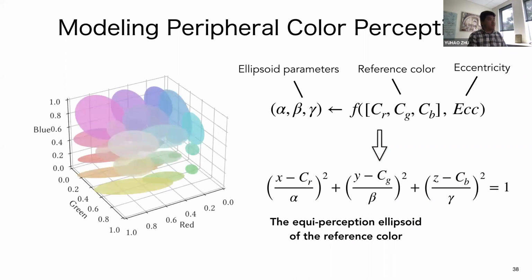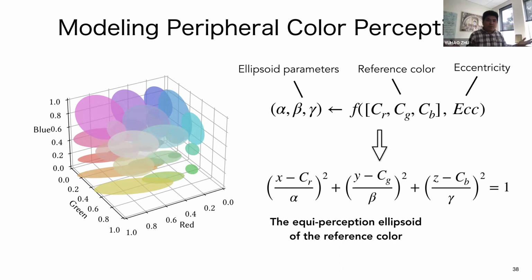Now, to visualize that in 3D, that's how it looks. We're visualizing the ellipsoids in the linear RGB color space, and you will see all those ellipsoids. Basically, colors in the same ellipsoid are perceptually the same. Okay, that's what we are able to computationally model from the user studies.